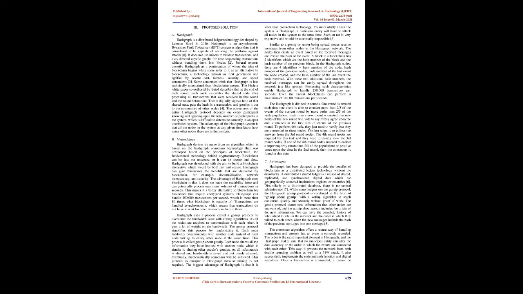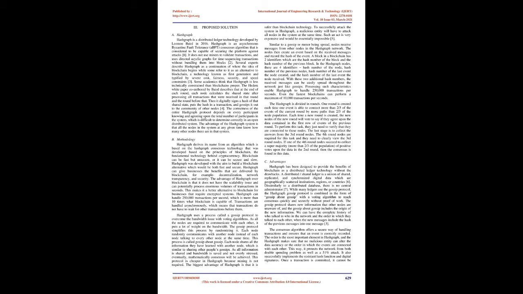Hashgraph uses a process called a gossip protocol to overcome the bandwidth issue with voting algorithms. As all the nodes are required to communicate with each other, it puts a lot of weight on the bandwidth. The gossip protocol simplifies this process by randomizing it. Each node randomly communicates with another node instead of each node talking to every other node at the same time. This process is called gossip about gossip.